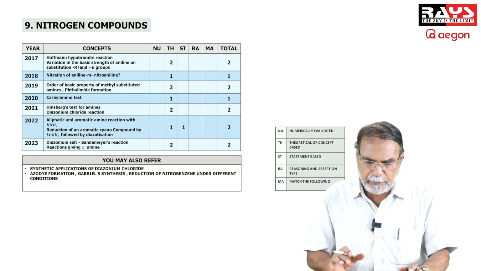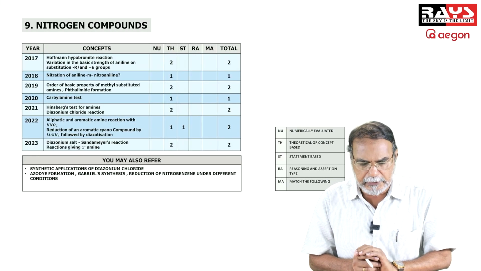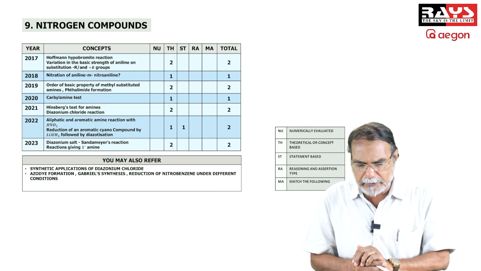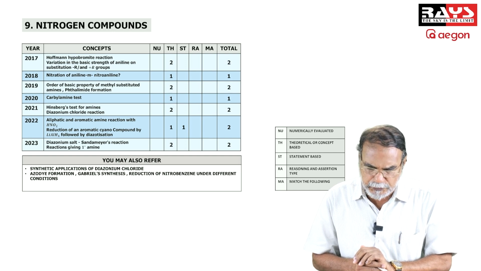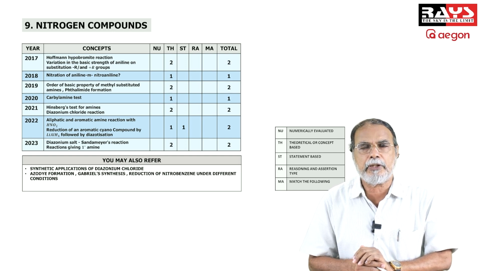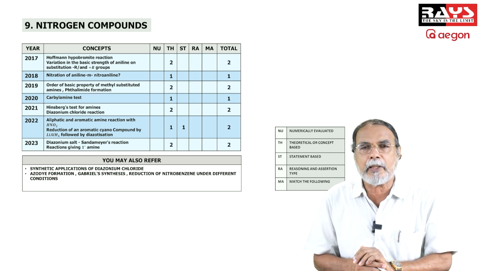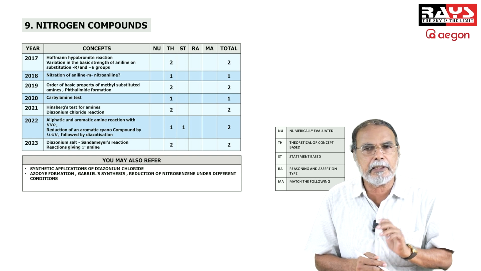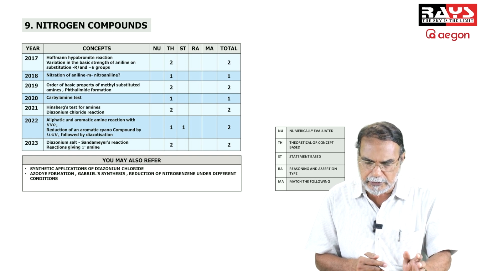Okay. So coming to nitrogen compounds, that is the 9th chapter. Questions were there in all the previous question papers. In 2017, it was the very familiar, famous Hoffmann's bromamide reaction or degradation reaction. You know that was asked.